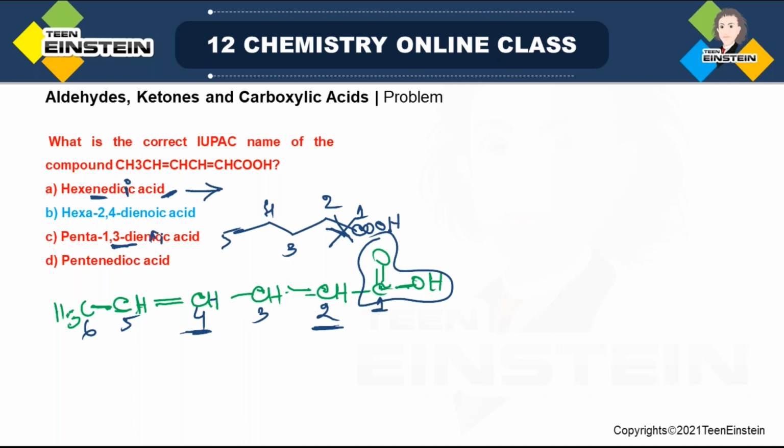Then pentene dioic acid. Sorry, I have made some spelling mistake. Pentene dioic, but here carbon number is 6. So these two you can easily cancel. And among A and B, B is correct because in A there is no mention of the position of double bond.